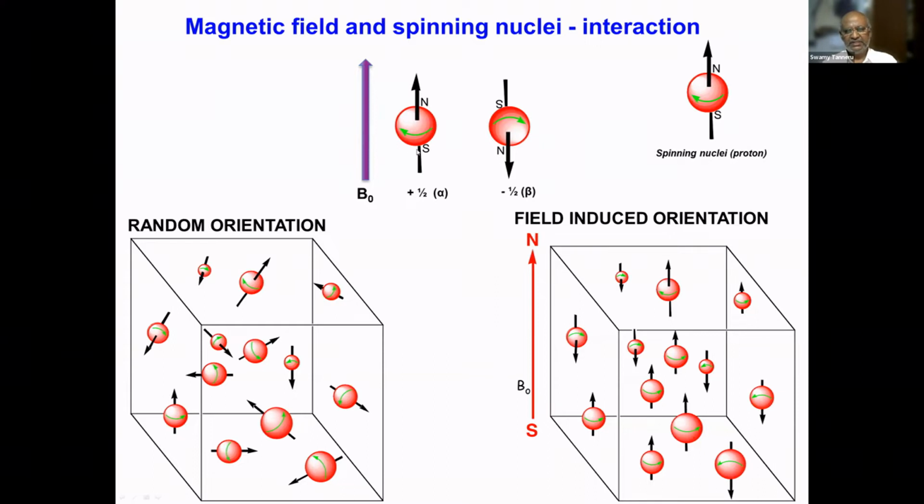If you take spins, we have two possibilities. One is north pole up, represented as plus half, and north pole down, represented as minus half, also represented as alpha and beta states. So that means degeneracy has come into the picture. So one state we can take as a ground state, another state we can take as an excited state.